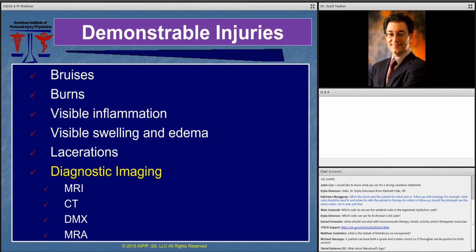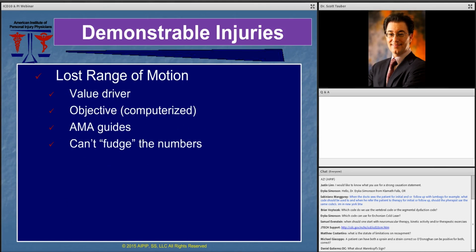So I would recommend that you think about diagnostic imaging. Also, demonstrable injuries, lost range of motion, especially with the computerized range of motion. Lost range of motion is a value driver. So what's a value driver? Well, it's exactly what it sounds like. It increases the value of a case when it is there and documented appropriately. Again, it's objective, used in the AMA guides. When it's computerized, you can't fudge the numbers, and that's the benefit of having a computerized inclinometer: to not only support your diagnoses, but to also increase and have value drivers.